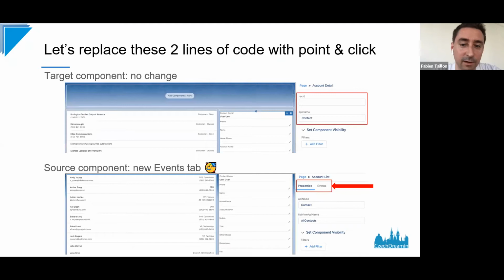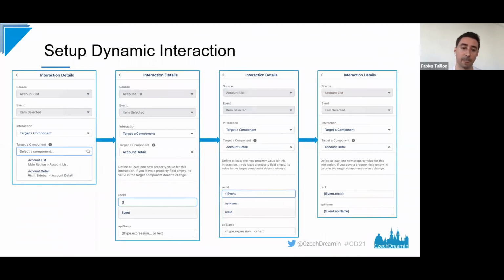So what do we have if you want to replace these two simple lines of code with point and clicks? Well, on the first section is the target component, so the component on the right. As you can see, there is a regular attribute on the right that you already know. And on the source component on the left, you see there is a new tab, which is the Events tab. And this is something new that is thanks to dynamic interaction. So what should we do when you click on the Events tab?